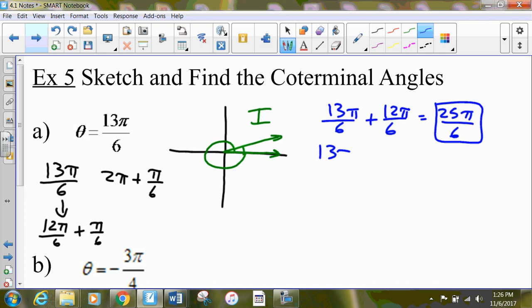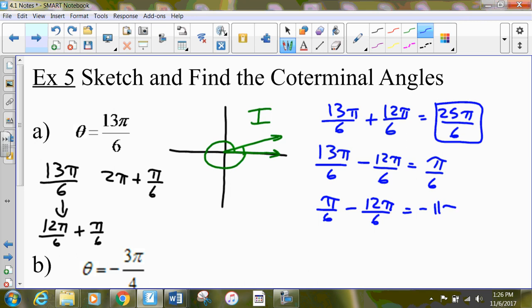And then we're going to do 13 pi over 6 minus 12 pi over 6. And in class, we realized that doesn't give us a negative coterminal. That's another coterminal angle, but it's not the negative one. So we'll need to take pi over 6 and subtract another 2 pi, which we're using 12 pi over 6 to be. And there we go. There's our other coterminal angle.